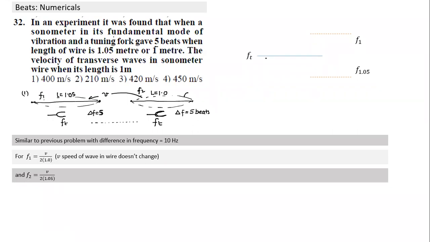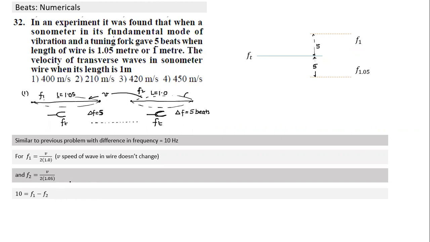And where is my tuning fork? This is my tuning fork. This gap is equal to 5, and this gap also is equal to 5. Then only it is possible. So it means the gap between F1 and F2, this is how the figure would look. And F1 minus F2 is equal to 10. Again, it's similar to a question we had done some time back, and we can easily solve and get our answer.